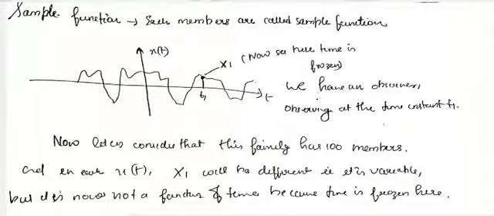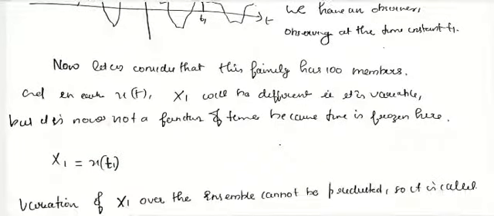Now, let us consider that this family has 100 members, 100 random functions like x of t. This is a random process which has 100 random functions like x of t, not identical to x of t, but like x of t. So, in each, that is x1 of t, x2 of t, x3 of t, etc. up to x100 of t, from each x of t, we are going to take this t1 instant and find out our x1, at each function x of t.